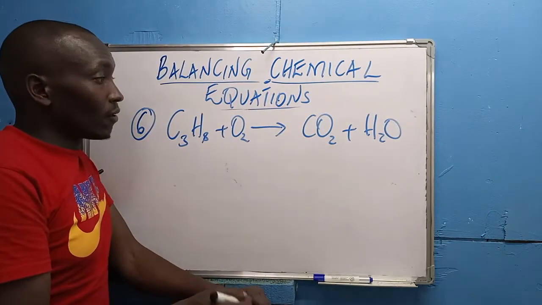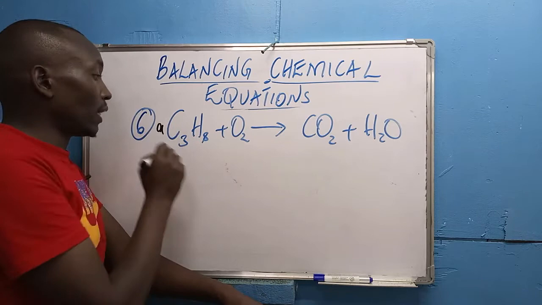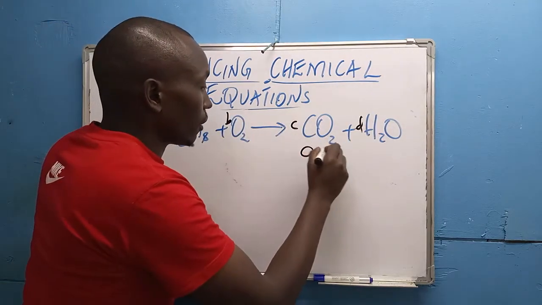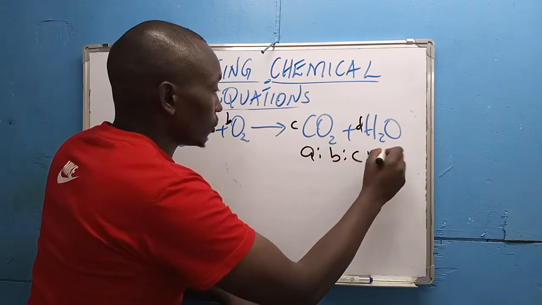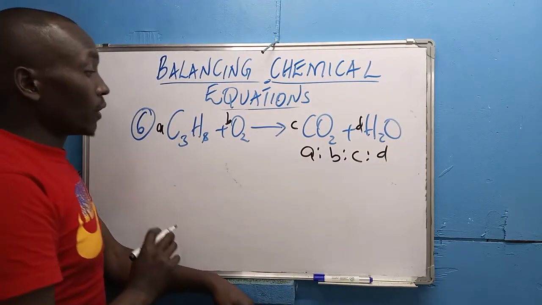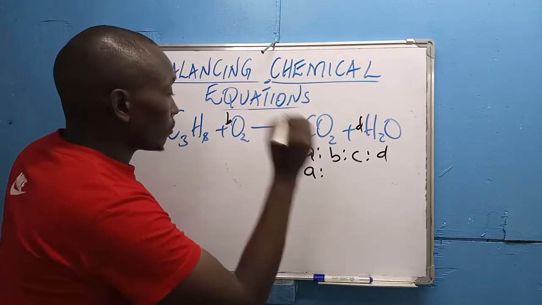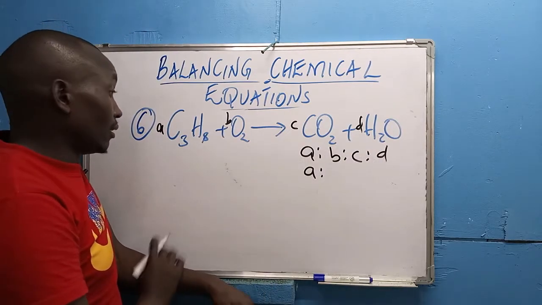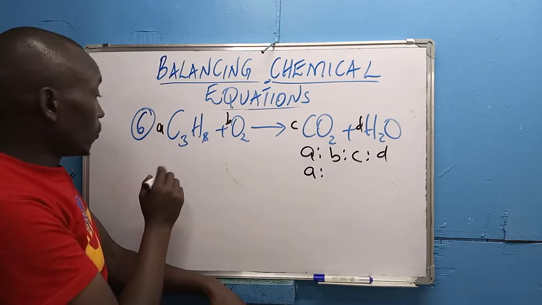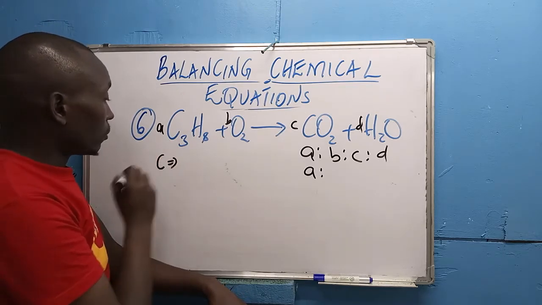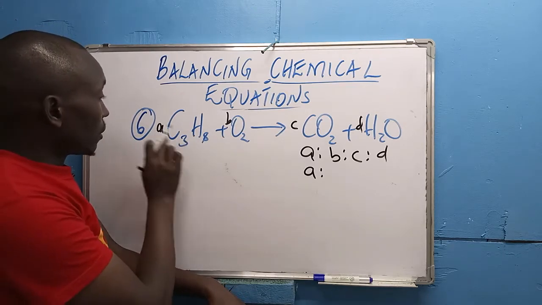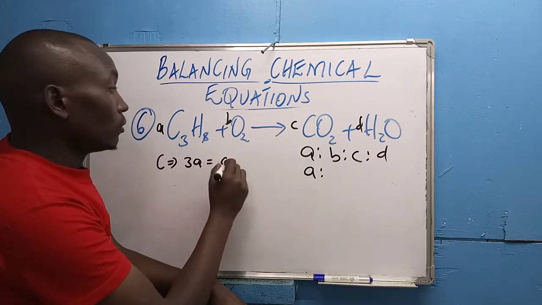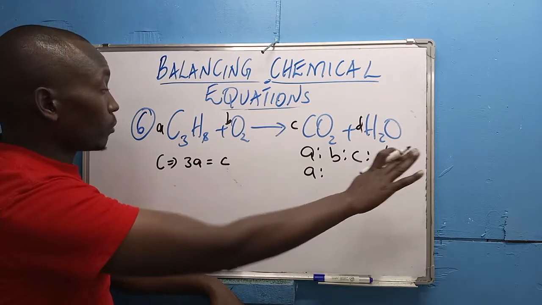Example number 6 of a chemical equation that we wish to balance. Again, A, B, C, and D. The ratio A, B, C, and D. Good. With that, A remains A, so we represent B, C, and D in terms of A. Now let's go element after another. Carbon. It is 3A. Yes, 3A is equivalent to C, because there's no carbon in the other.